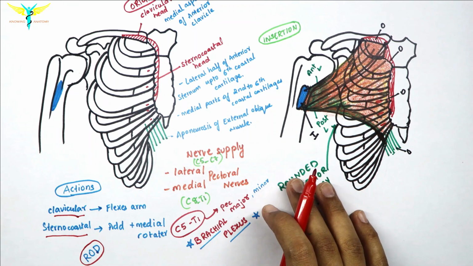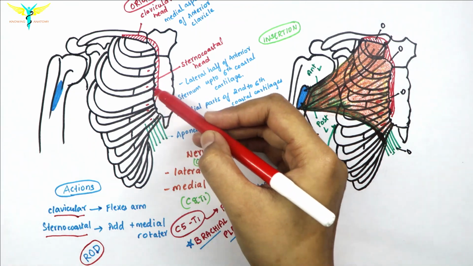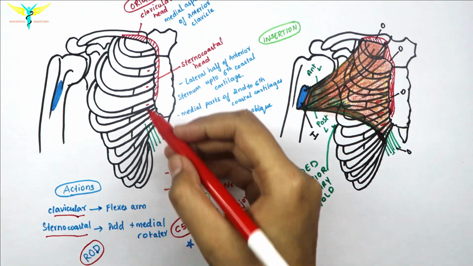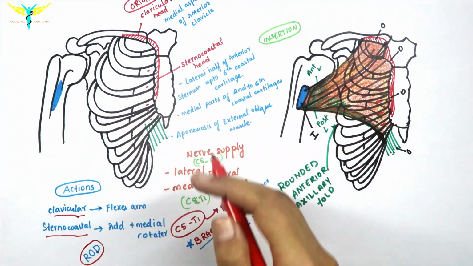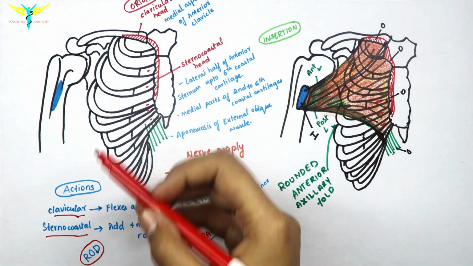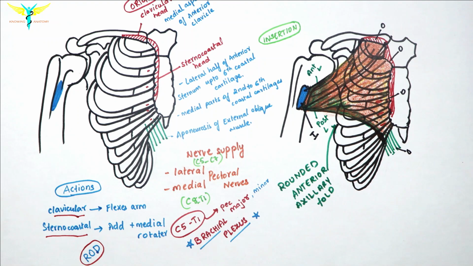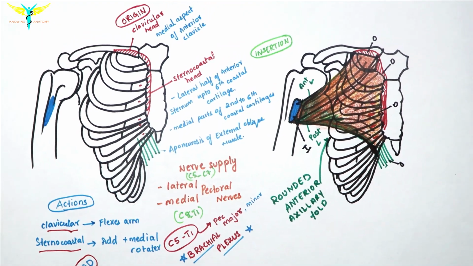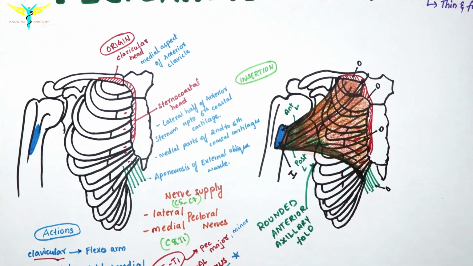And in some congenital cases, the sternocostal part of this muscle is absent at birth. This causes major weakness in the adduction and the medial rotation of the arm. So guys, this is all about the muscle pectoralis major, which is the largest thin fan-shaped muscle.